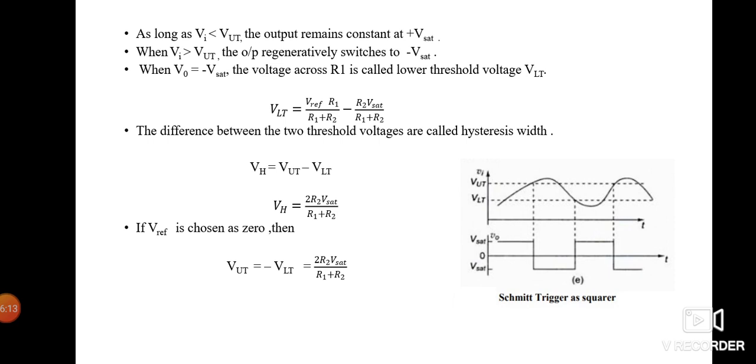This graph shows the Schmitt trigger used as a squarer. We choose two voltage levels, VUT and VLT, the upper threshold voltage and lower threshold voltage. Depending on VUT and VLT, when compared to the input voltage Vi, the output may switch from plus Vsat to minus Vsat and also from minus Vsat to plus Vsat. It is shown in this diagram.